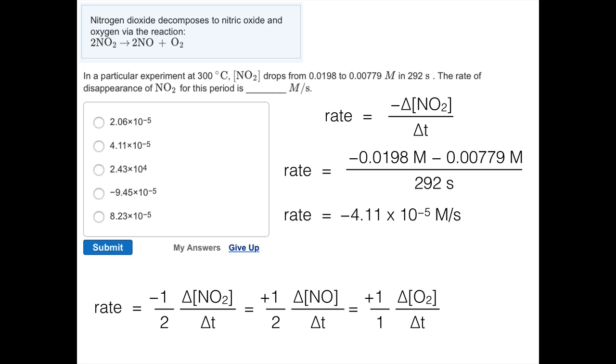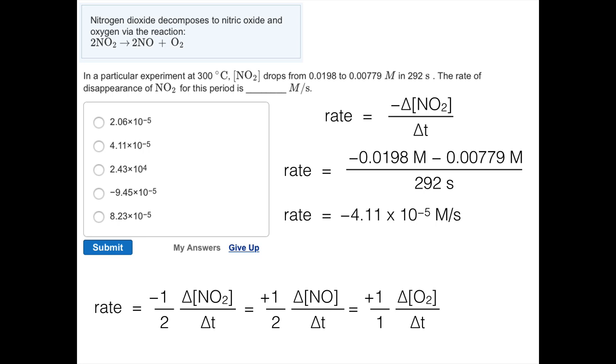And for each of these, we can set equalities up to do one of two things. One, we could calculate the overall rate of the reaction, or we can now do calculations that compare, say, the change in concentration of NO2 versus the change in concentration of O2. And the change in concentration of O2 will be twice as much as that of NO2.